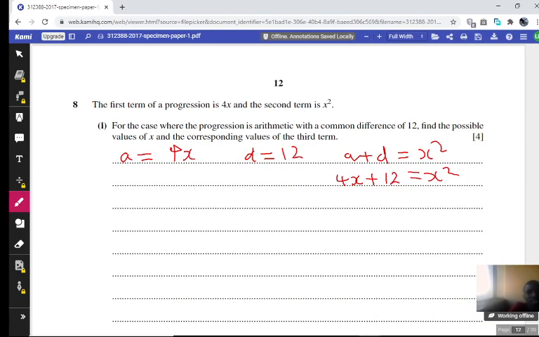Then let me just take it down here. So it's 4x plus 12 is equal to x squared. Then if you express it as a quadratic equation, it is x squared minus 4x minus 12 is equal to 0. Right, now let's simplify further. We want to find the values of x. This is the quadratic equation.